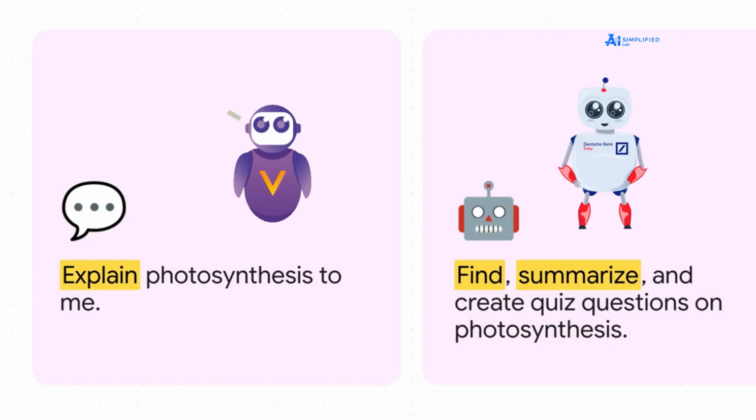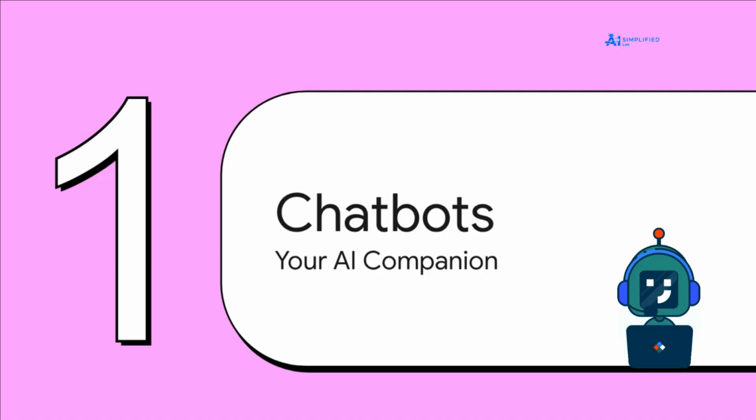Okay, check this out. This makes it super clear. On the left, you ask a chatbot a straightforward question. "Hey, explain photosynthesis to me." Easy enough. It digs into its brain and gives you a solid explanation. But look at the right. You're giving an agent a whole project. You're not just asking a question, you're giving it a multi-step mission. One is a simple conversation. The other, it's a full-on workflow.